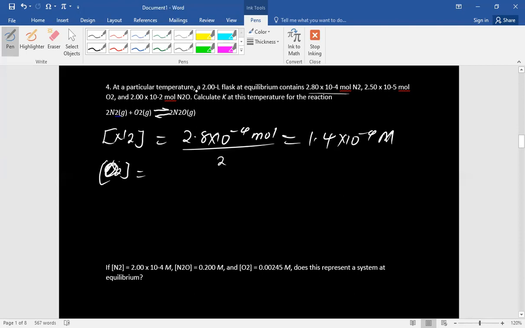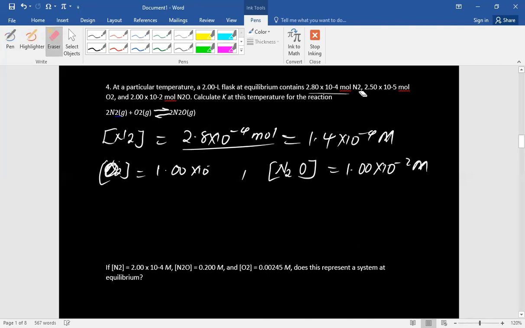The next number is 2.00 times 10 power negative 2, again over 2, which is going to be 1.00 times 10 power negative 2 M. That is the concentration of dinitrogen monoxide. You can make that correction, because for oxygen we have 2.5 times 10 power negative 5 moles, so it's 1.25 times 10 power negative 5.